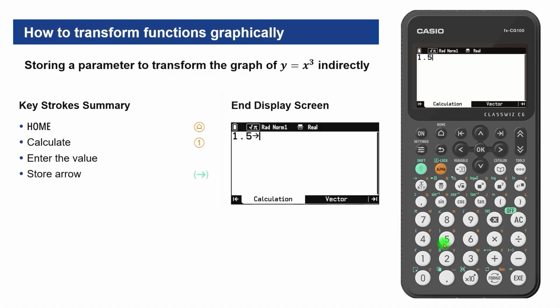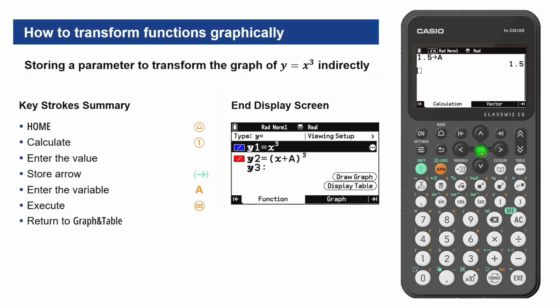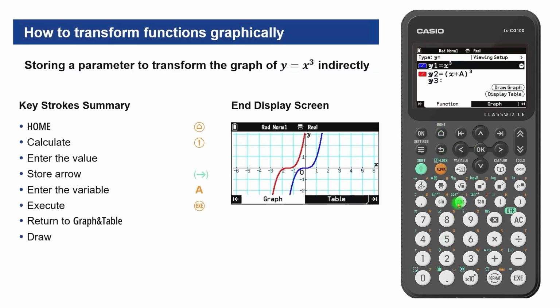To store the value, use the secondary function of the x theta t key by pressing Shift first. Then assign the value to the chosen alpha variable a, and execute. To sketch the transformation using this stored value, return to Graph&Table and Draw.